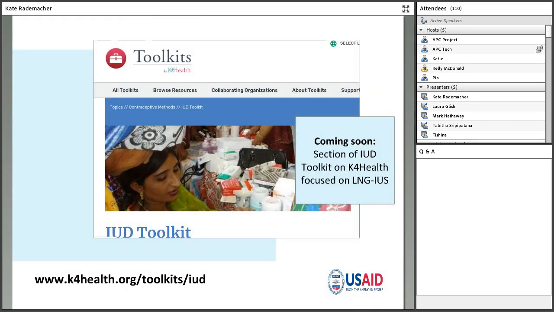In addition, just before I close, I wanted to mention that several of the partners involved in LNGIS pilots are working together to establish a subsection within the IUD toolkit on the K4H website, which is focused on the LNGIS. Many of you may be familiar with the toolkits on K4H and the IUD toolkit specifically. Right now there are resources on the LNGIS, but they're kind of scattered throughout, so we're collating those and they'll be available in a special subsection for those of you who are interested in LNGIS provision.